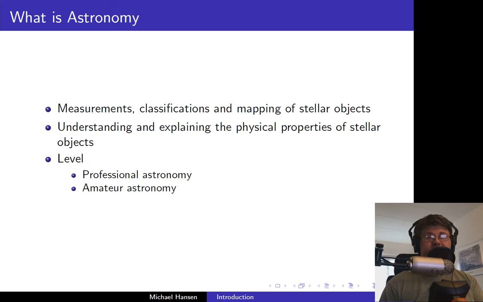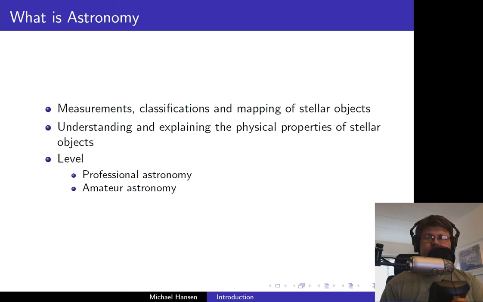Astronomy is also understanding and explaining the physical properties of stellar objects. Well, I said stellar, I should probably have said universal objects. We need to be able to understand, and we also need to be able to explain our understanding to other people, of the physical properties of these objects that we find in space. Not necessarily stellar objects, but frankly, most of what we see in the universe is actually stars. So stellar objects is not completely wrong, just a little bit imprecise.